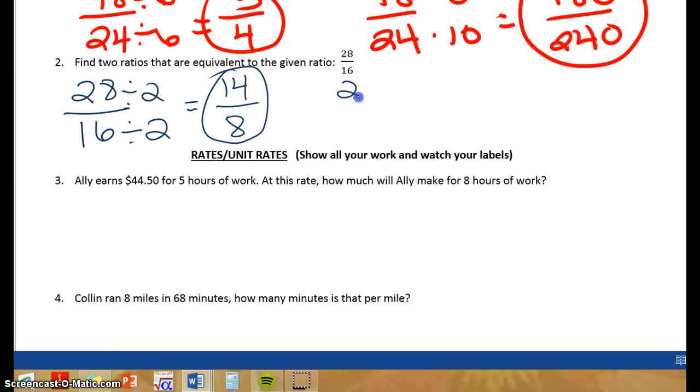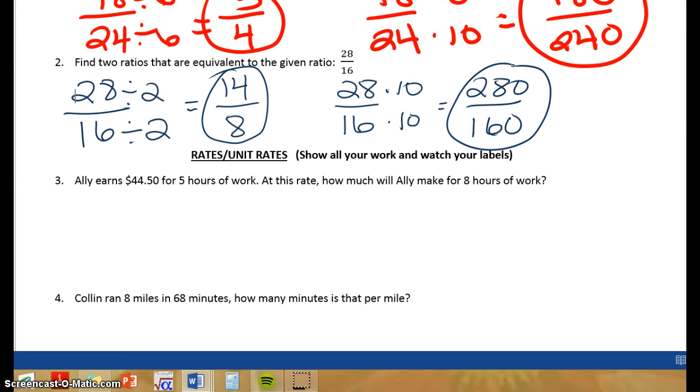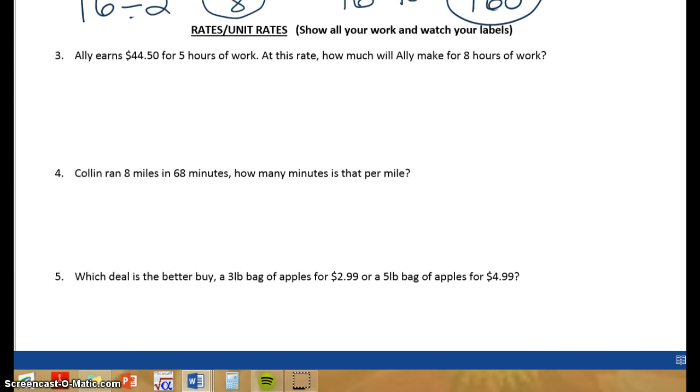I'm going to start again with 28/16. And again, I'm going to multiply both by 10 because that is always easy to do. I get 280 over 160. Okay, so those are two equivalents for that 28/16. You guys might have different answers. That's totally all right as long as you multiplied or divided both numerator and denominator by the same number. They'll stay equivalent. Our next section is on rates and unit rates.